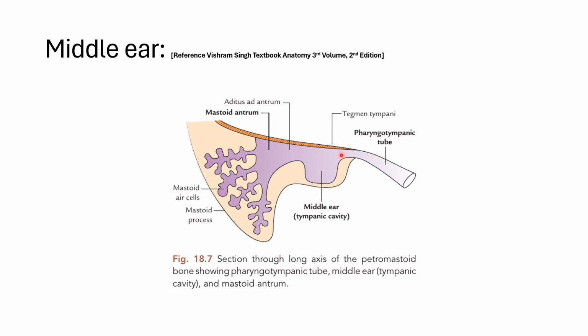And another communication is with the nasopharynx. This side here will be the nasopharynx, and this tube is called the pharyngotympanic tube. So connecting the nasopharynx with the tympanic cavity, which is another name for the middle ear, this is the pharyngotympanic tube. And again summarizing, this is the middle ear which communicates through additus antrum and pharyngotympanic tube.